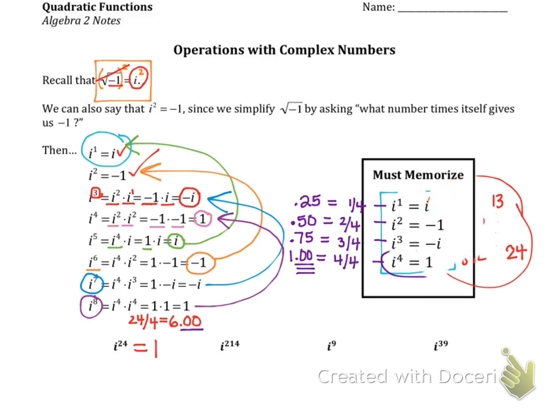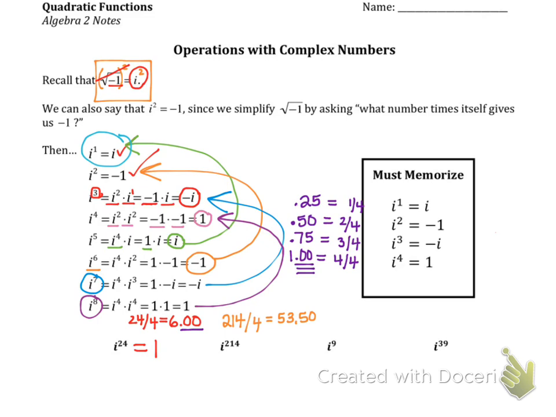Okay, I want to clean some of this up over here. All right, so let's do it again. If I did 214 divided by 4 in my calculator, I'm going to get 53.5. Okay, so what that means is I'm going through this pattern 53 whole times, and then I'm stopping half of the way down. So i to the 214th is -1.